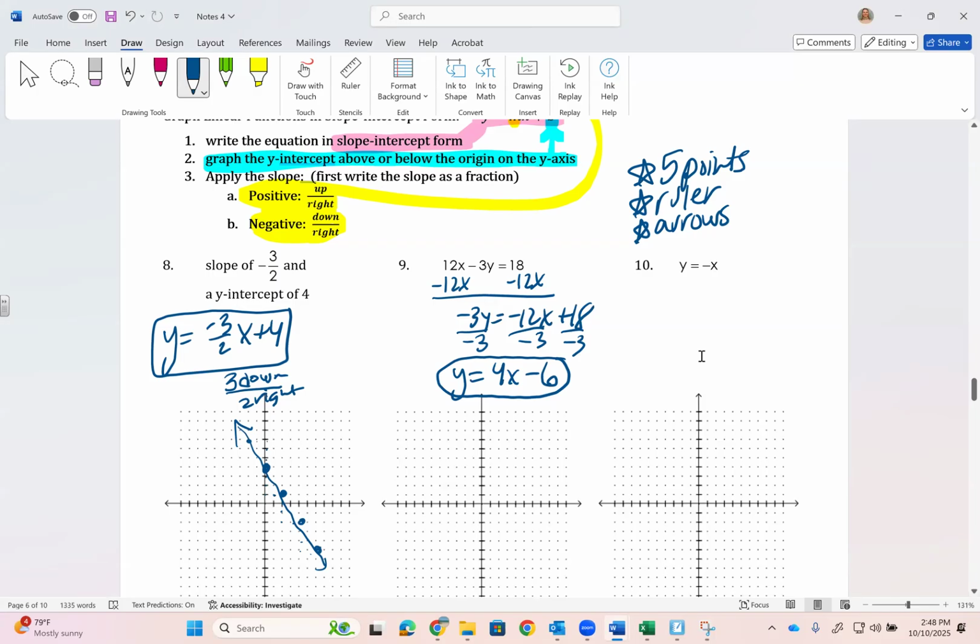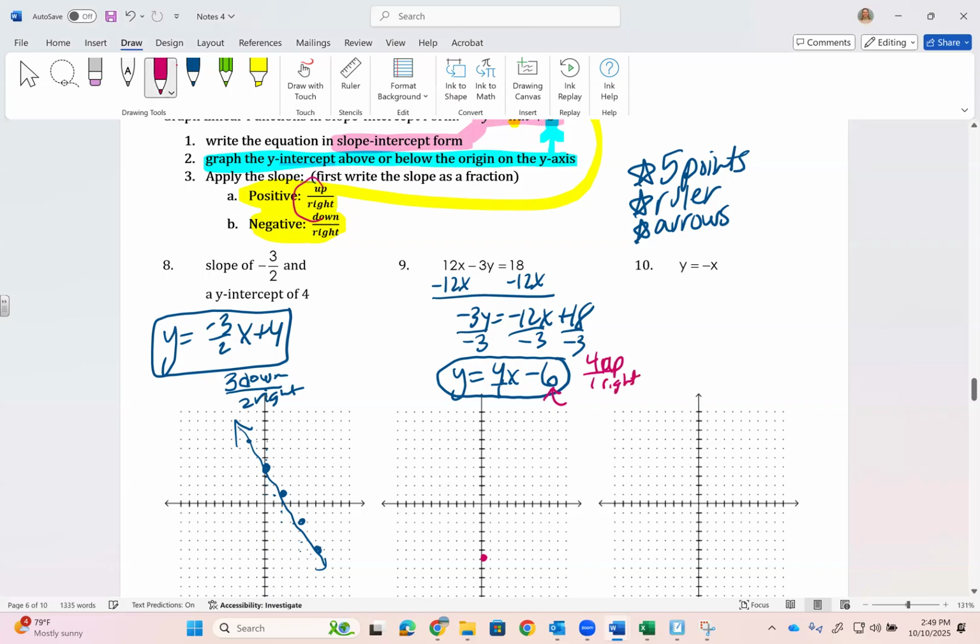Always leave your slope as a fraction, whether it's proper or improper. So we can write 4 as a fraction, 4 over 1. Any number can be written as a fraction by putting it over 1. So we're going to start at the y-intercept. The y-intercept is at -6. So from the origin, we're going to go down 6. Our slope is 4. So if the slope is 4 over 1, that's 4 up and 1 right.